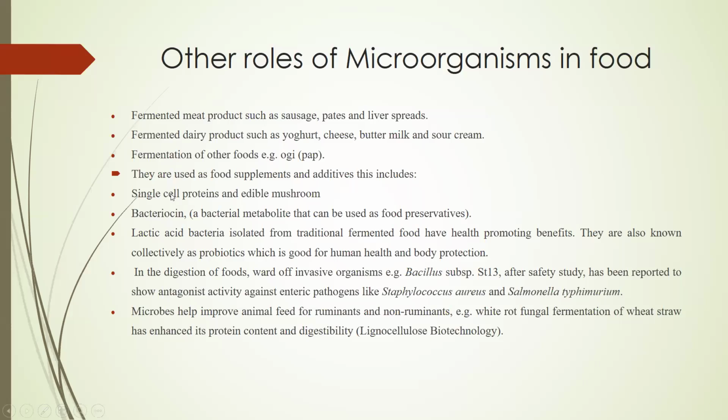The microorganisms are also used as food supplements and additives. For example, the single-cell protein and edible mushrooms. Single-cell protein and edible mushroom are known to be consumed for the protection of the eyes or treatment of some eye diseases. We also have bacteriocin that can be obtained from some bacteria. Bacteriocin is a bacterial metabolite. It's a metabolite that is released from the metabolic activity of bacterial species, for example, Bacillus, and can be used as food preservatives.